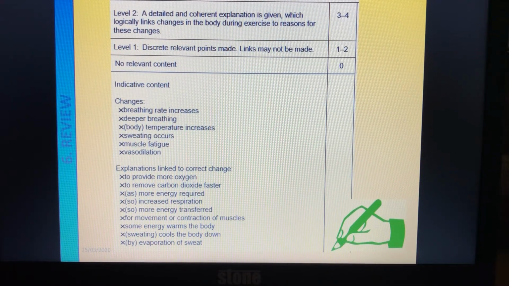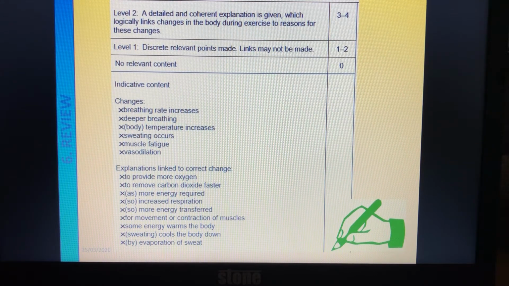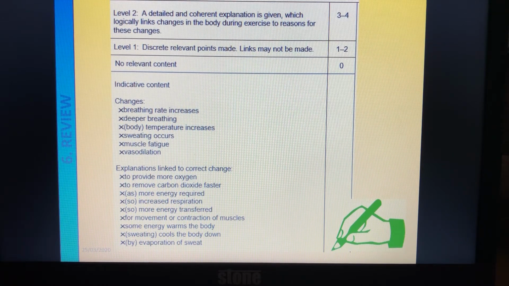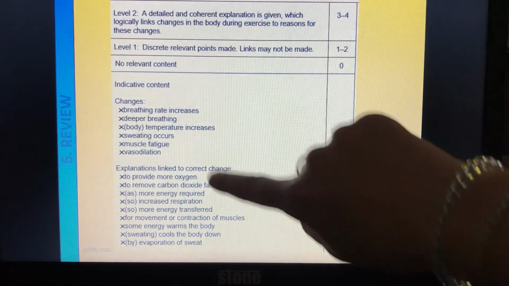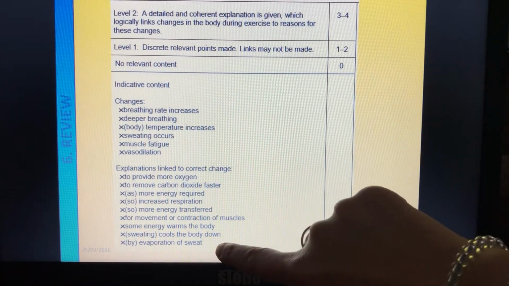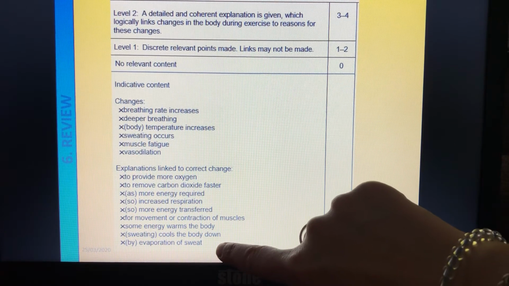We've also got body temperature increases. Okay, so sweating occurs, and that is to cool the body down. Okay, the sweat evaporates from the body, taking the heat with it, therefore leaving us cooler. So I've taken these points here. Temperature increases, sweating occurs, and that cools the body down by the evaporation of the sweat.